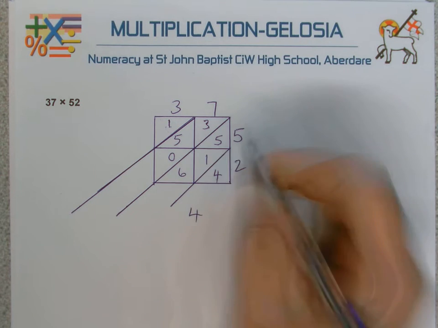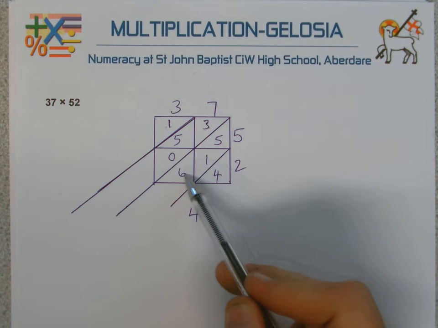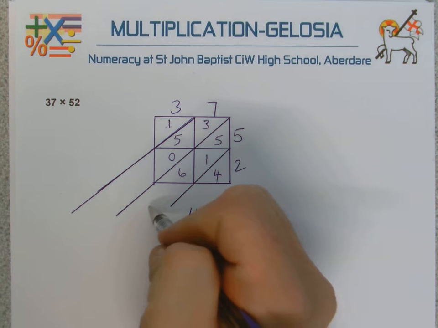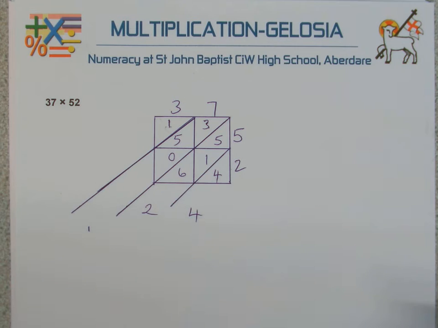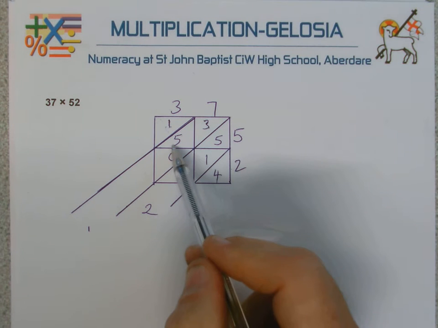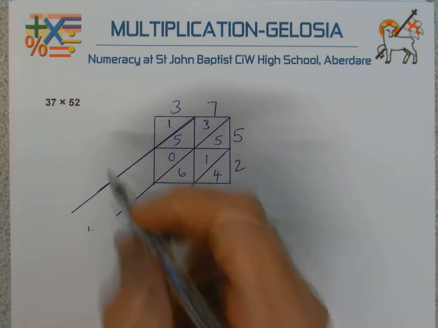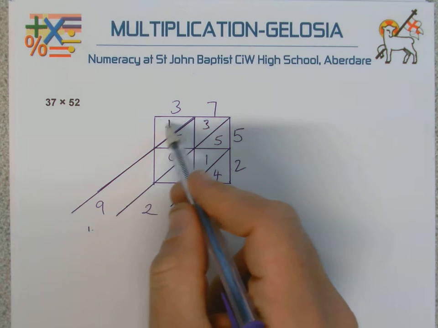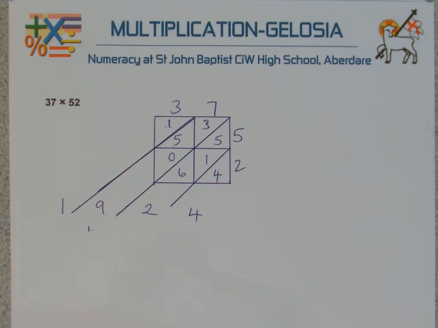If we add along this diagonal, 5 and 1 is 6, plus 6 is 12. So 12, now you can only write 1 digit here, so 12 means you put 2 and you're going to carry the 1 into the next diagonal. 3 plus 5 is 8, plus the 0 is still 8, but then you've got this 1 here, so that gives you 9, and then you've got 1 here. So we end up having our answer, 1924.